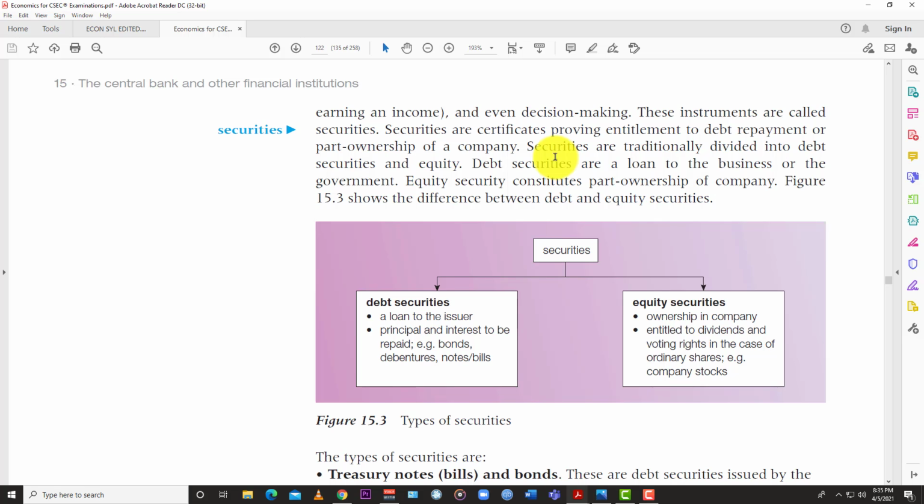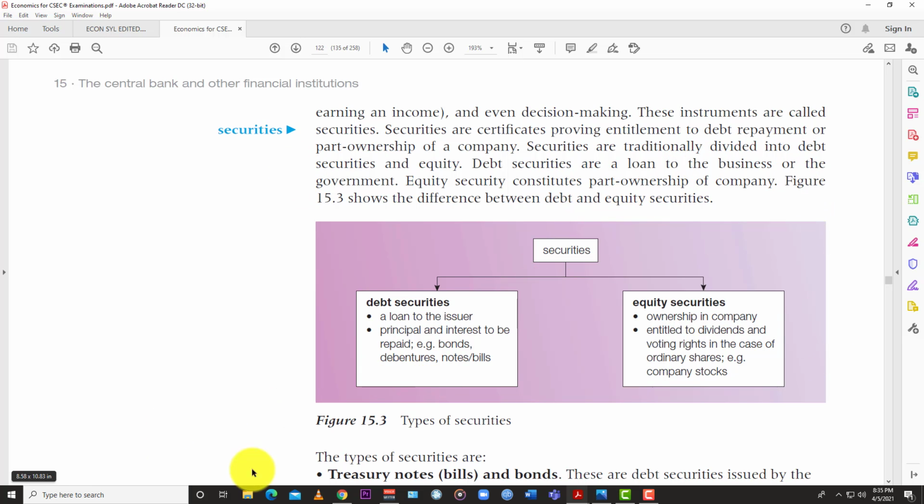So that's two different ways in which a company can obtain some capital: debt financing or equity financing. Debt securities are a loan to the business or the government. Normally we're talking about bonds, where, when the bond comes due, you have to pay the people with interest, and that's it for them. Business done. They don't own any part of the business, or of course any part of the government. Equity security constitutes part ownership of the company.